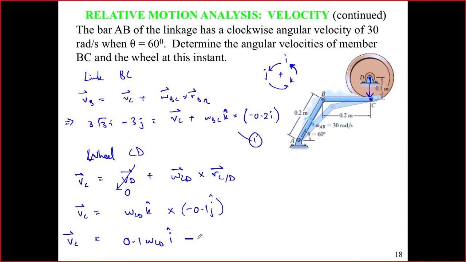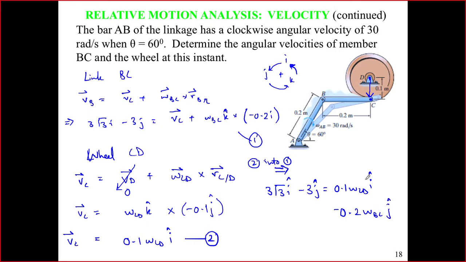Perfect. So my second equation comes up. Yes, let's substitute this in here, 2 into 1. So I get 3 square root 3 I minus 3 j equals 0.1 omega CD I plus, let's also evaluate this k crossed with I. K crossed with I is j, but with a minus, so minus 0.2 omega BC in the j direction.